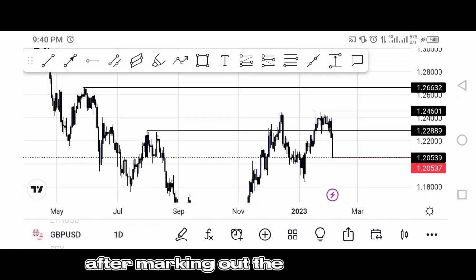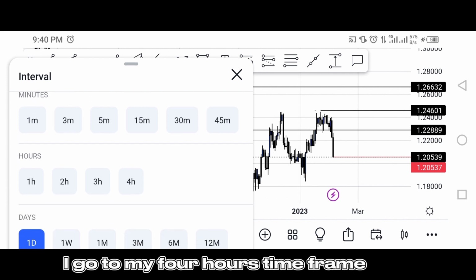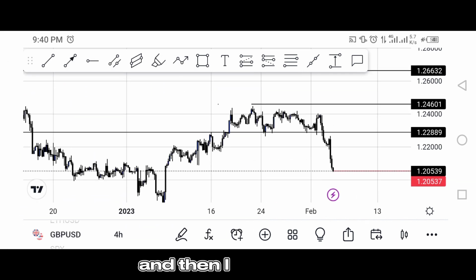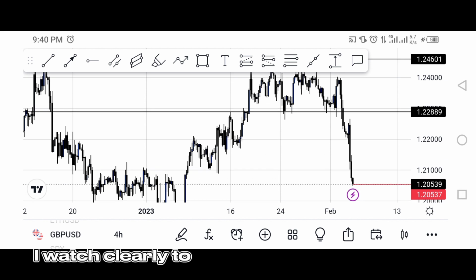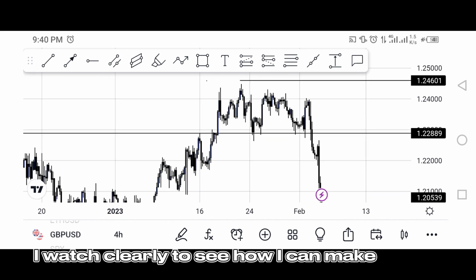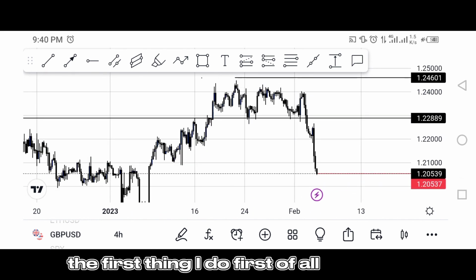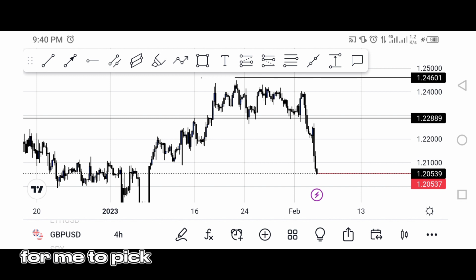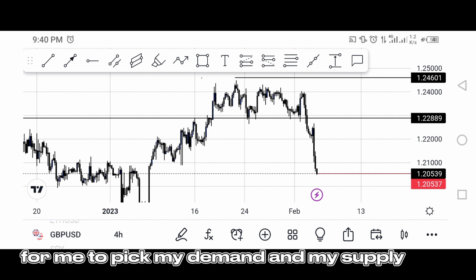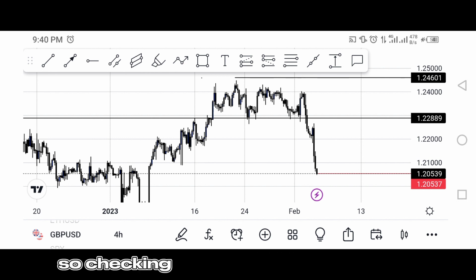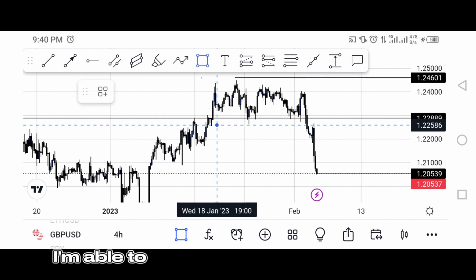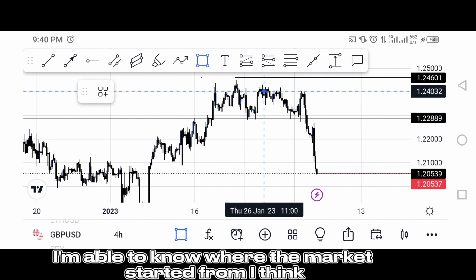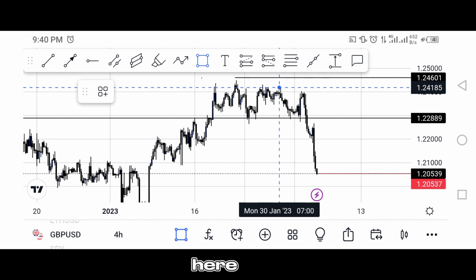So after marking out those zones, I go to my 4 hours time frame, and I watch clearly to see how I can make a full analysis. The first thing I do is to check what the highs and the lows are, in order for me to pick my demand and my supply for that week. Checking the highs and the lows, I'm able to know where the market started from. I believe the market started from here this week, so I'm able to mark it out.